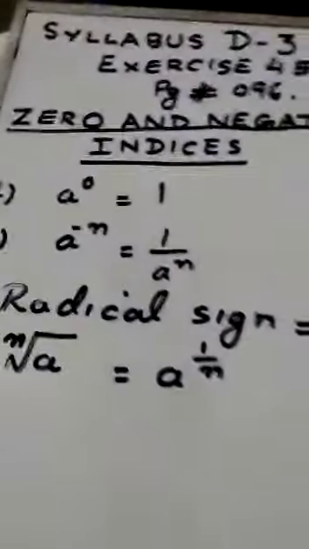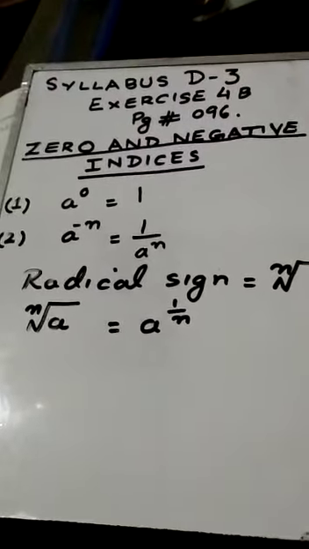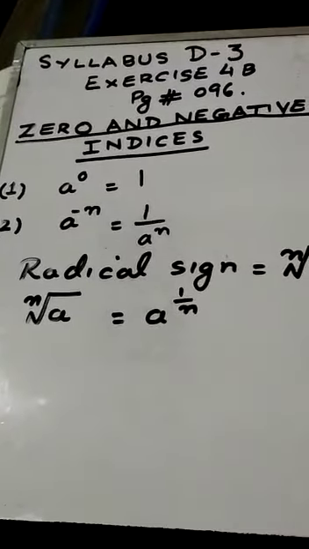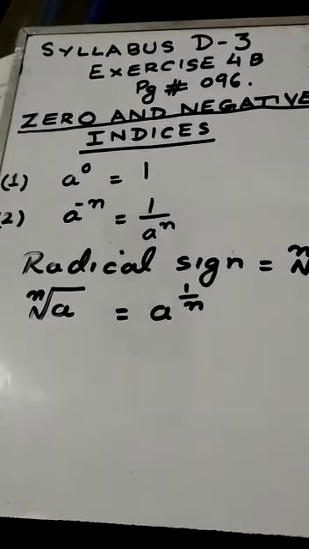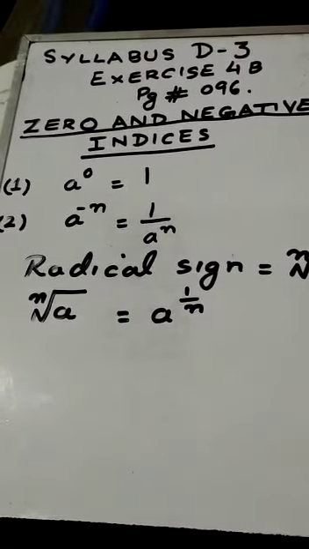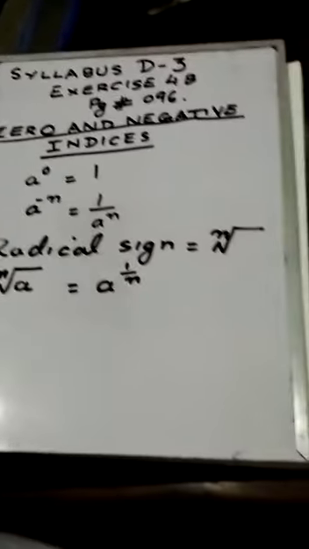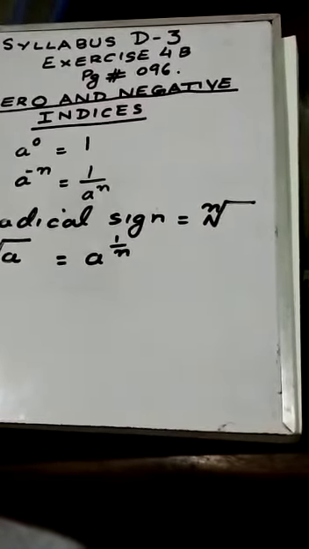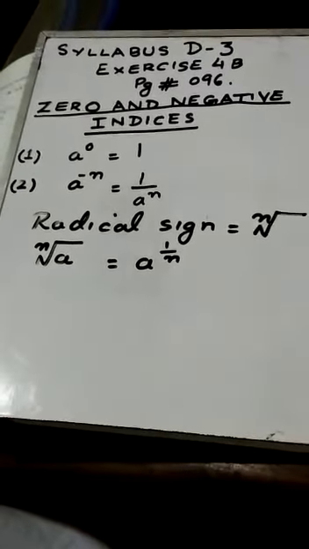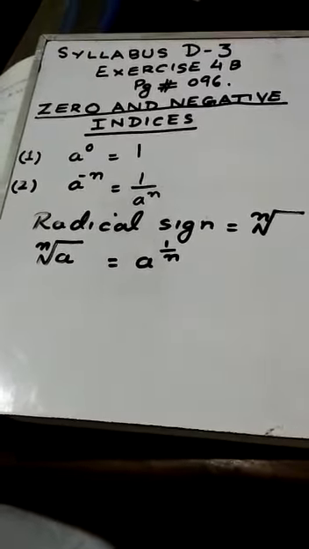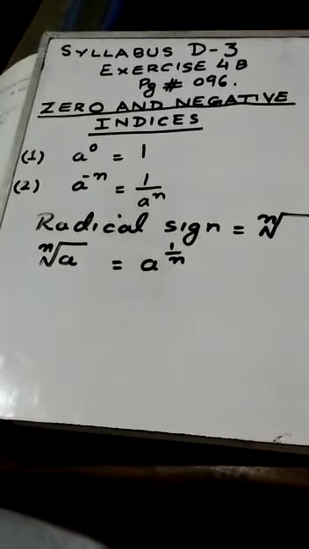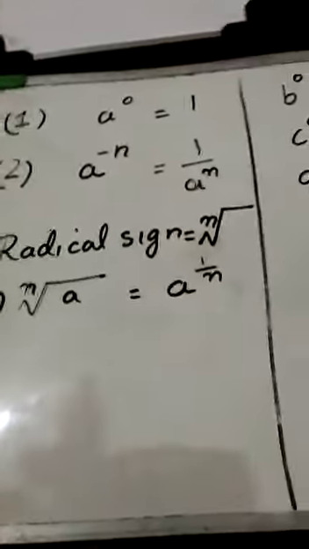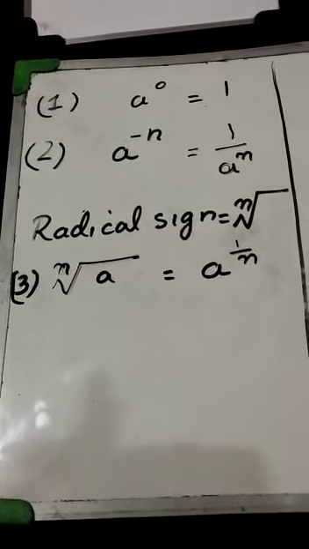Okay, now let me show you these concepts again. a^0 is always 1. a^(-n) is always 1 over a^n. The radical sign is this; you can see there will be an under root with n outside. And if you have anything under this radical sign with n, and you want to open it, it will become a^(1/n). So these are the concepts which we are going to apply in this exercise.